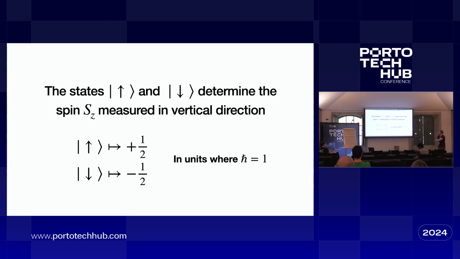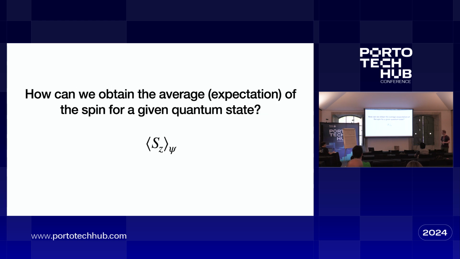So for our electron, we have these basis states up and down, and the spin measured in the vertical direction. The result of this measurement is going to be a half and minus a half in sensible units. So how are we going to obtain the average value for a given quantum state?